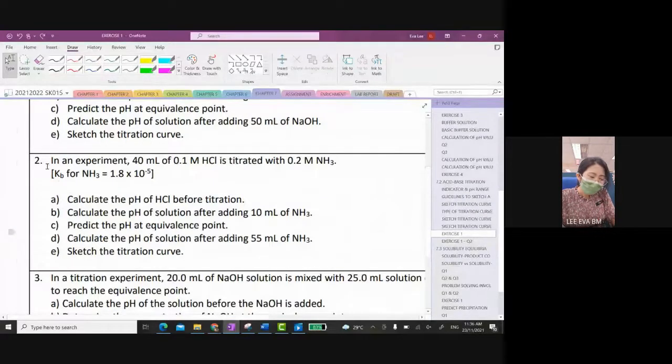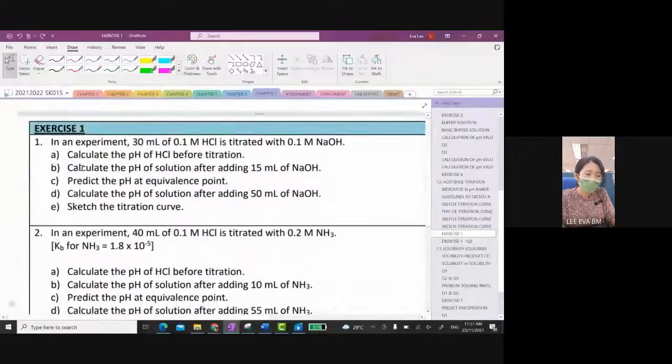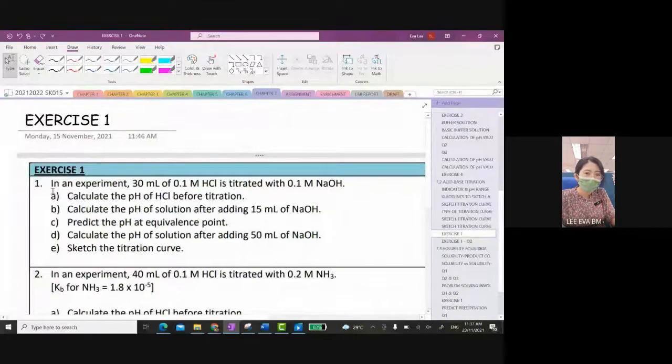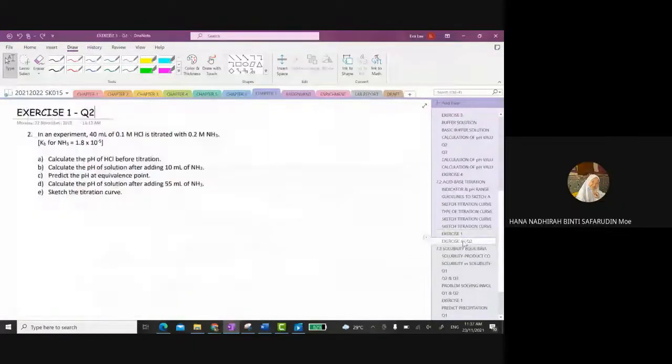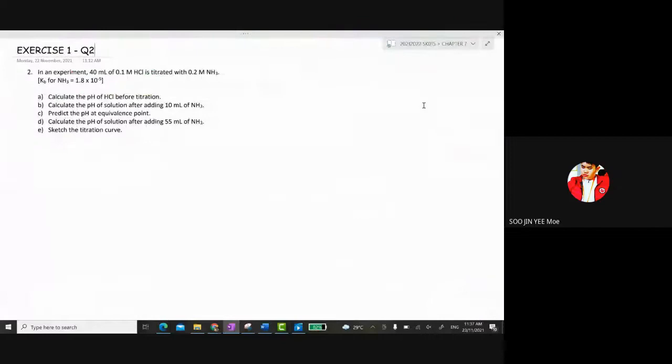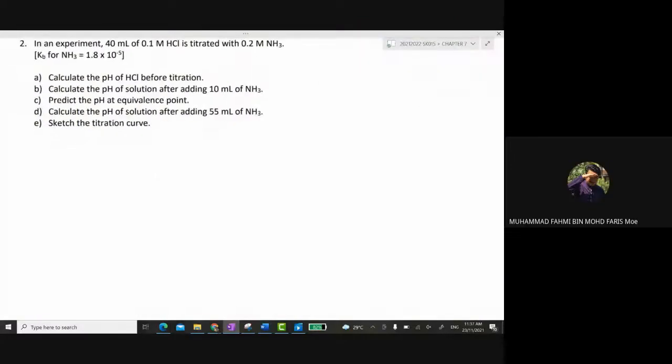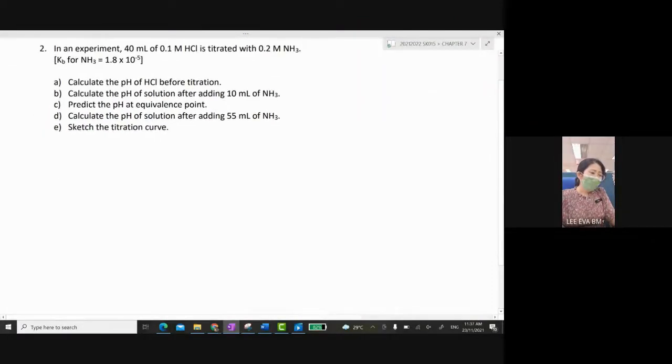Soalan ini ada 5 part. Part A, calculate the pH before titration. How about the pH value after adding 10 mL of a weak base? Soalan kedua ni Madam explain, and then you can try to apply the concept to question 1. Is that alright? Boleh ke semua? Okay. Boleh, madam. Alright. So let's look at question number 2.